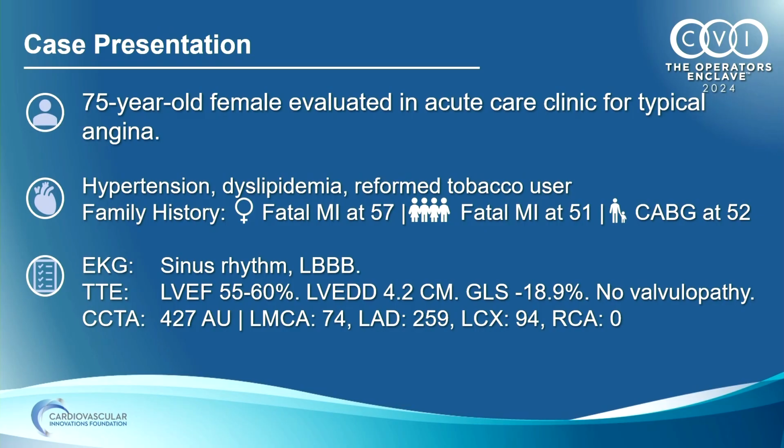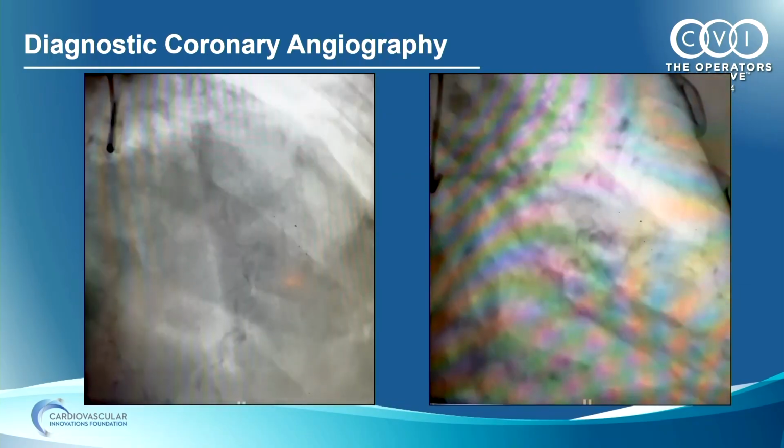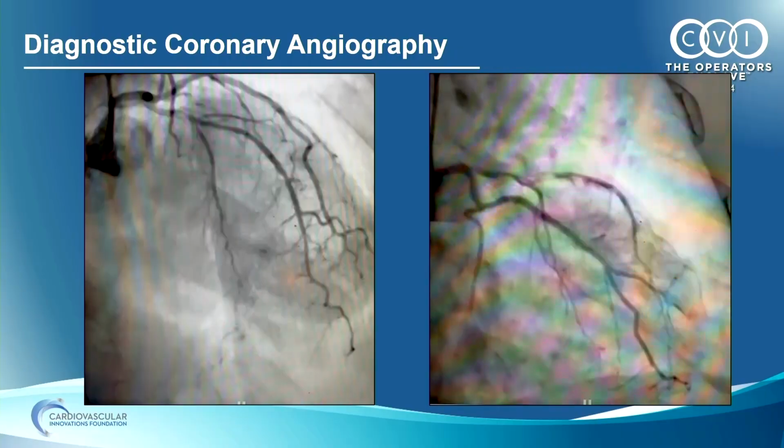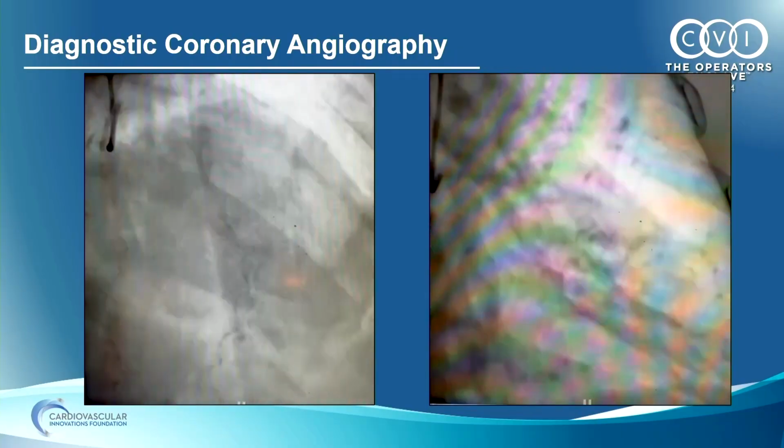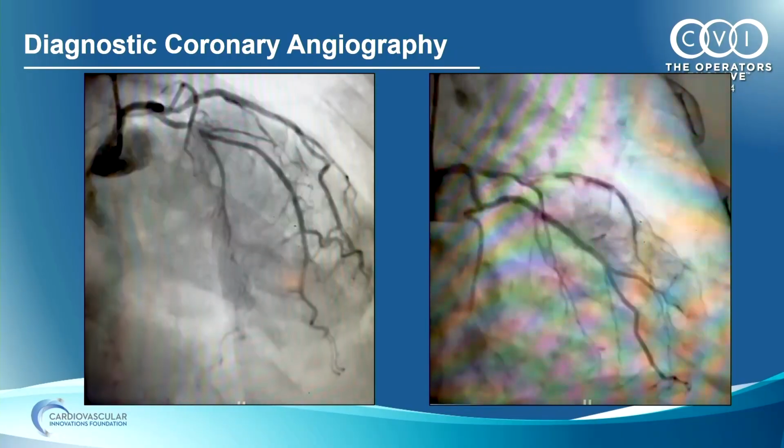She has a left bundle on her EKG. Her transthoracic echo shows a normal left ventricular systolic function, normal left ventricular cavity, and no significant valvulopathy. She was then referred for anatomic testing. She had a total coronary artery calcium score of 427 in Agatston units, with the majority of the distribution within the LAD. And here is her coronary angiography. You can make out the discrete lesion in the proximal LAD.